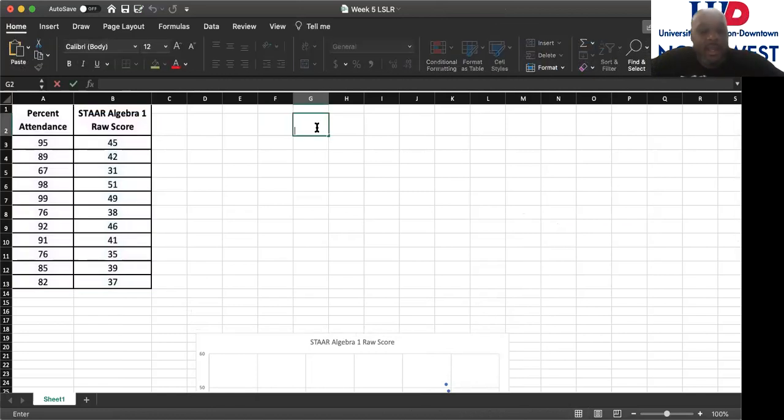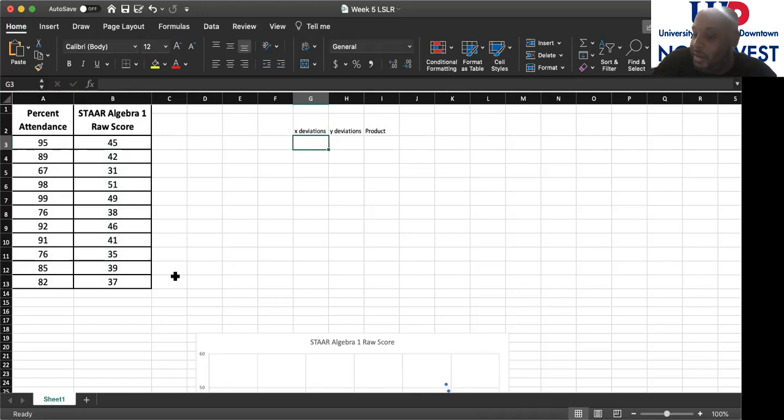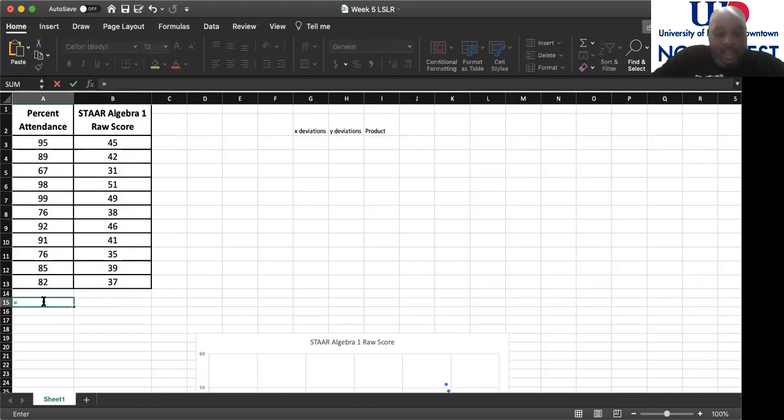I'm going to make a deviation column, an x deviation. I'm going to make a y deviation. And then I'm going to make the product of the deviations here. And in order to find a deviation, here's what I have to know. I need to know the mean of x. I need to know the mean of y. So I'm going to calculate the mean here. And the mean is just the average.